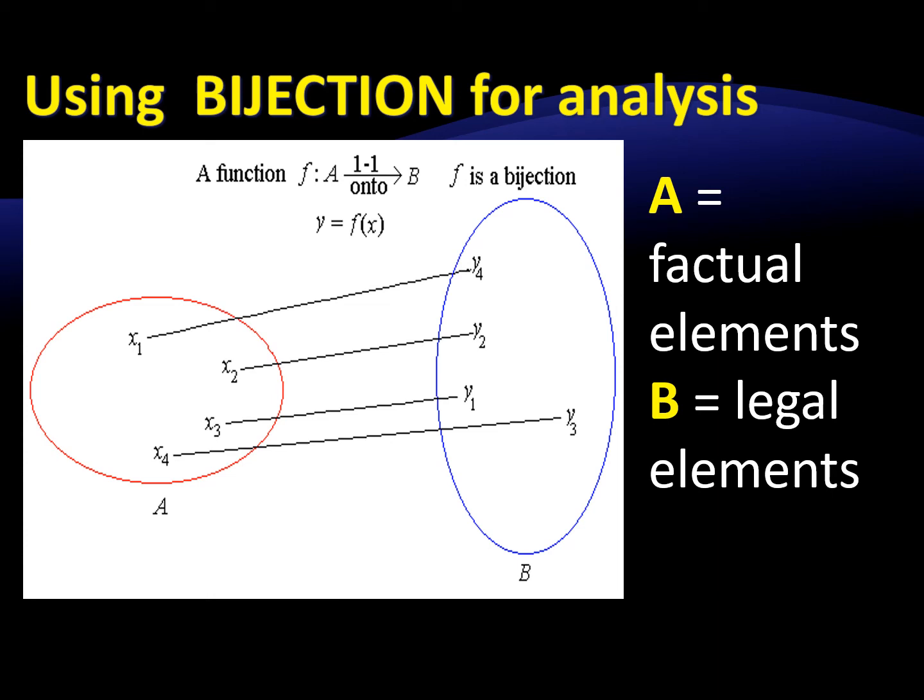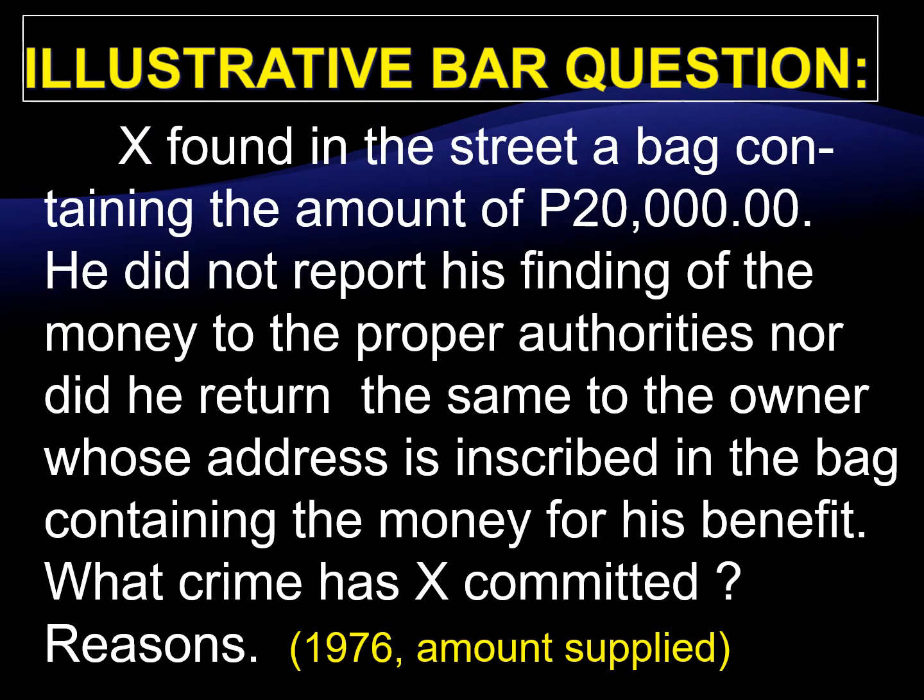So that's how we're going to use bijection for analysis. We're going to look into the problem and try to recall the legal elements and find out whether in fact there is a one-to-one correspondence, and if so, then the law that you've recalled finds application. So let's have an illustrative question, which is a short one, given in 1976. Here, I'll go slowly, and we're going to explain for you the meaning of the one-to-one correspondence. Be patient, because it is the only way that you could reason out. Unfortunately, this is not taught in law school.